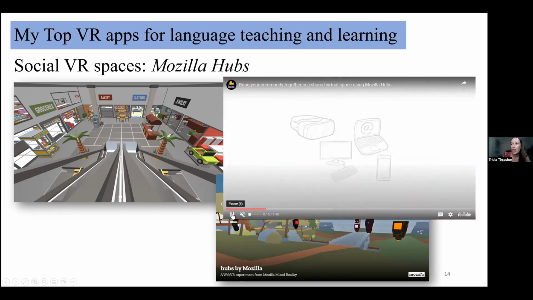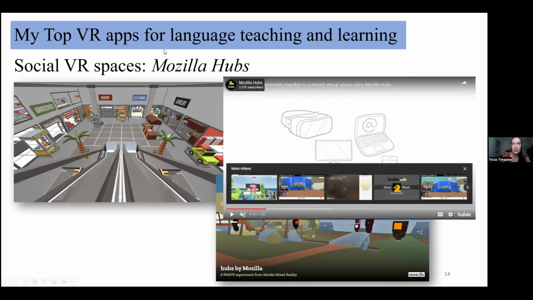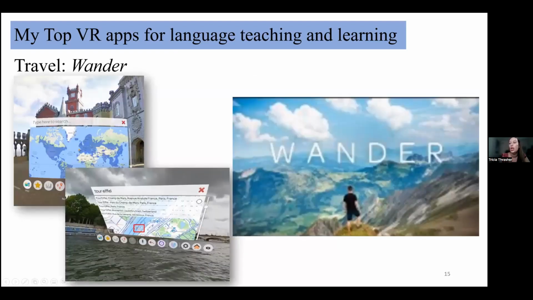I will say that Mozilla Hubs is another one that technically is social, but when you create the space, you have a code, and then you give that code to whoever you want to join. So it's not social in the sense that students are just going to run into someone. It's very contained, so to speak.